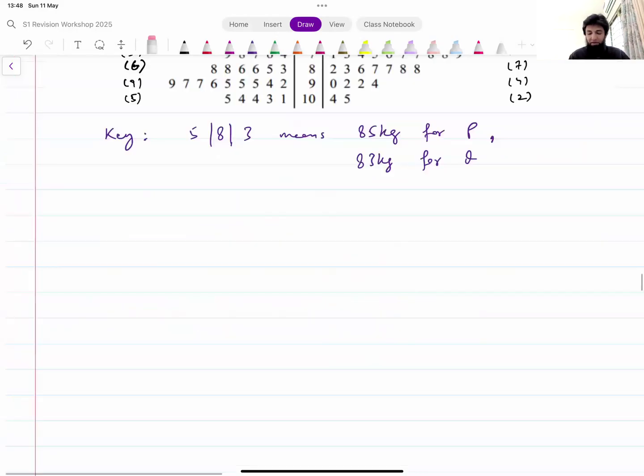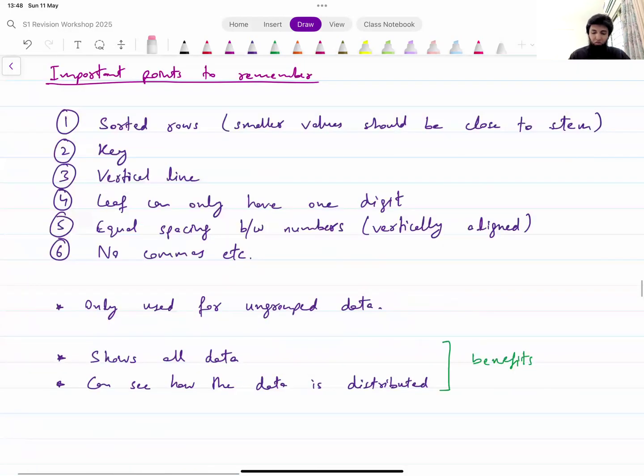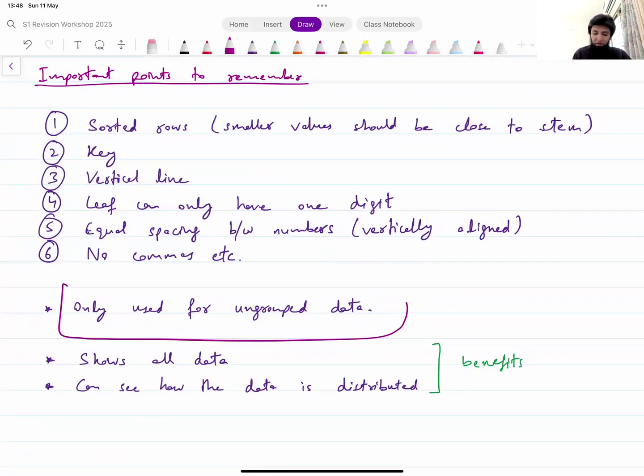Okay, so that's the stem and leaf diagram. These are the important points to remember. This is only used for ungrouped data. Some benefits of the stem and leaf diagram. Sometimes they ask you for this.